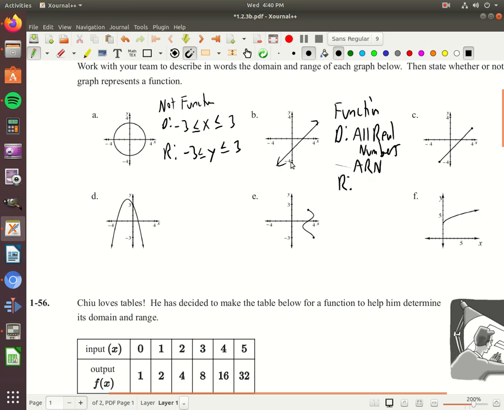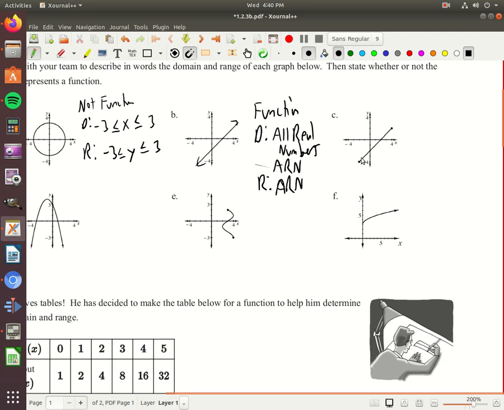And what about my range? I can get out anything up here. It goes forever up, right? It goes forever right, and it goes forever up. And this one goes forever left and forever down. So I can get any positive or negative, so all real numbers. Can't get any imaginary ones.